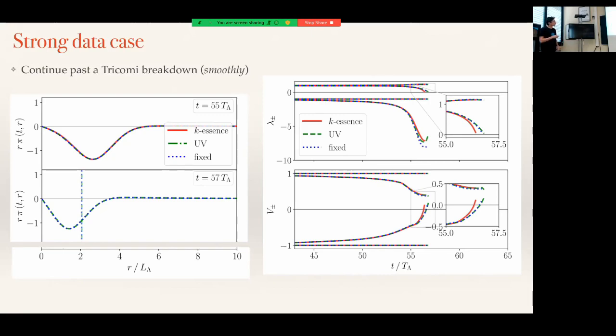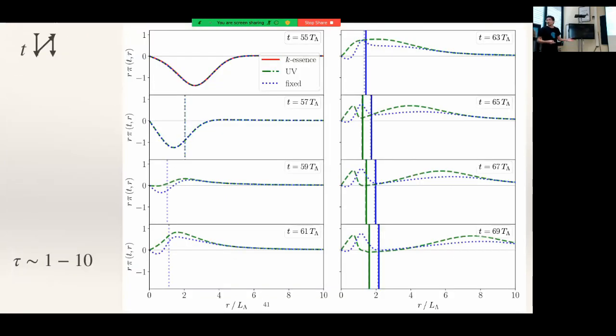However, you can see that from this to this, the UV completions have no issue continuing the evolution by construction. This is how we constructed them. And moreover, you can see that there is nothing special going on. There are no high frequency features appearing suddenly at the breakdown there. So we say that the breakdown is smooth. We can continue it. Yeah, you have a question.